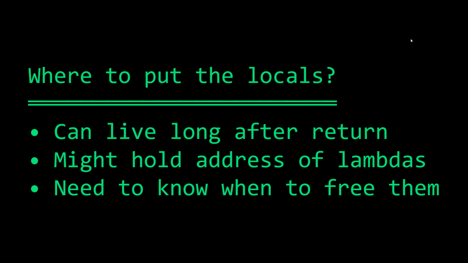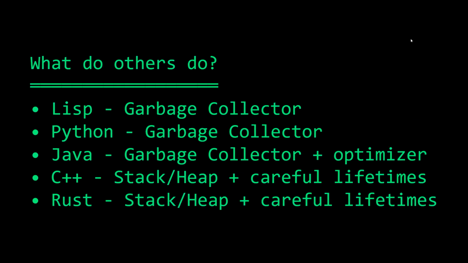Well, they may need to live a long time after return, and they may in turn contain the address of other closures. So we're going to have the other problem of memory management: when to free them. Let's look at what other languages do. In Lisp, Python and Java, a garbage collector is used, and languages like C++ and Rust will put them sometimes in the stack or the heap, and use careful lifetimes around scopes to decide when to free that piece of memory.